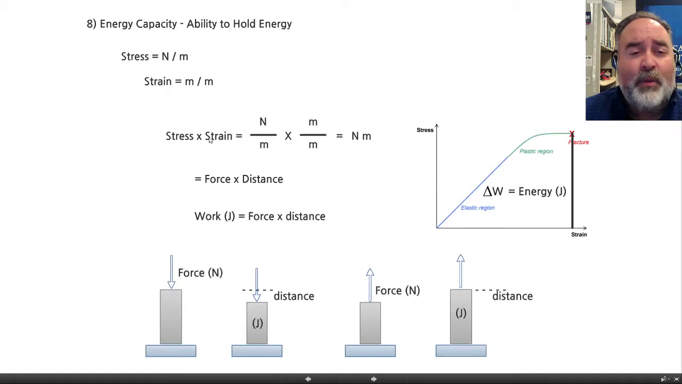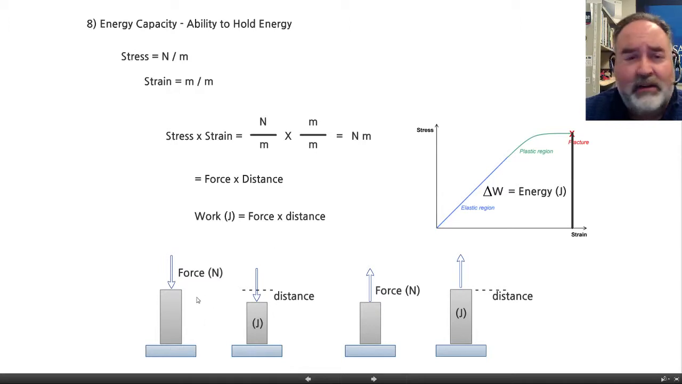It goes away. And when you multiply stress times strain, which is what this graph suggests, this is the y-axis, this is the x-axis, and when you multiply the y times the x, you take the newtons per square meter times meters over meters. What happens is we get a force times a distance. And if you recall, force times distance back in physics equals work, or at least the change in force times distance equals work. And work, change in work, is energy, or joules.